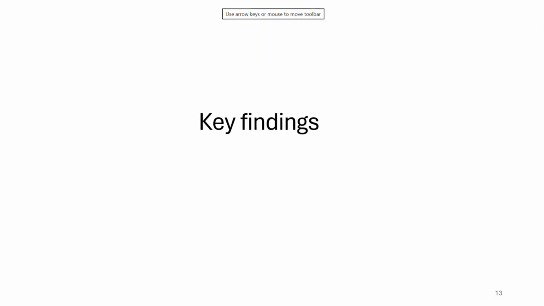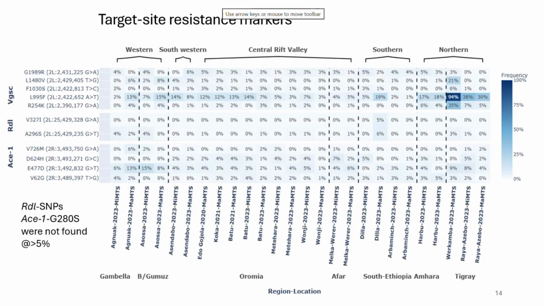Looking at the key findings, when we look at the target site resistance markers, we calculated the non-synonymous mutations at the known genes: the Vgsc gene, the Rdl gene, and the acetylcholinesterase gene. The Vgsc gene is the target site for organochlorines and pyrethroids, and we computed the frequency of non-synonymous mutations. The findings showed that in northern Ethiopia, the L995F mutation at the Vgsc gene is found at high frequency, ranging from 38 to 94 percent.